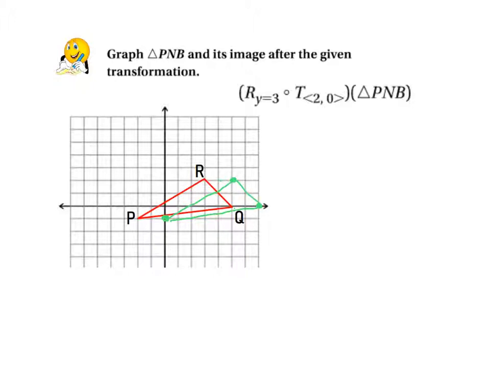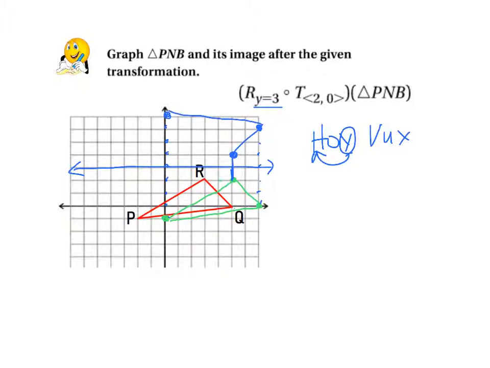Now I'm going to do my reflection. This is over y equals 3. Again, thinking HOYVUX, a y equals is going to be a horizontal line at 3. So that's right here. I'm going to reflect over this line. So I'm going to take my green triangle and see how far from that line it is. Right there, it's 1 unit. Go 1 unit. There's my new point. This is 1, 2, 3. 1, 2, 3. 1, 2, 3, 4. All right, got my resulting figure right here.